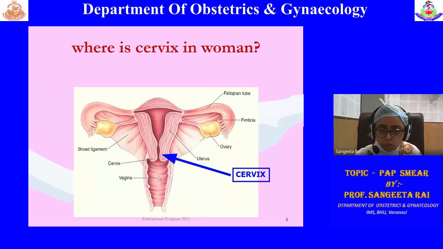Because this is the only area where all the pre-malignant cells can be found, and if it is persistent and progressing, it will lead to invasive cancer. So here there is a difference. The lining of the endocervix is different from the lining of the ectocervix. The ectocervix is lined by stratified squamous epithelium, and the endocervix is lined by columnar epithelium. It is a single layer of cells.